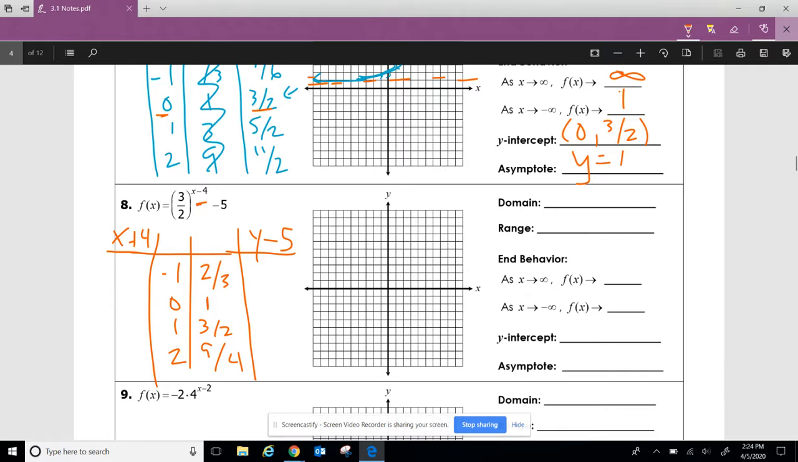So for this first x, -1 plus 4 would be 3. 0 plus 4 is 4. 1 plus 4 is 5. 2 plus 4 is 6.